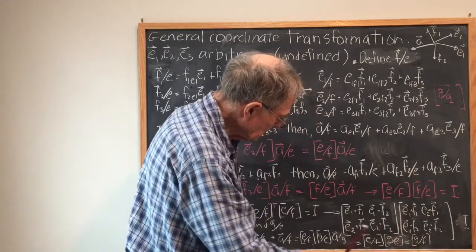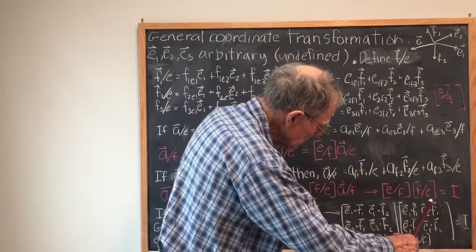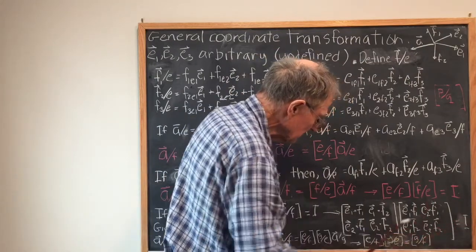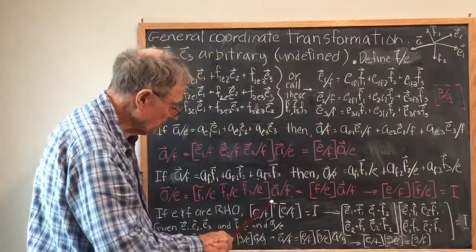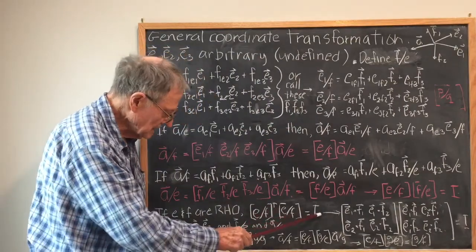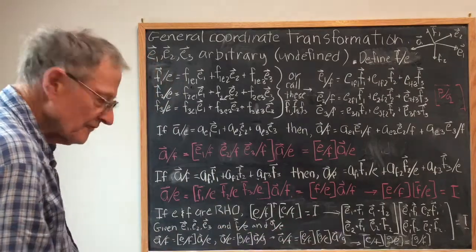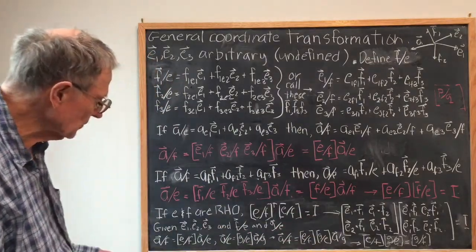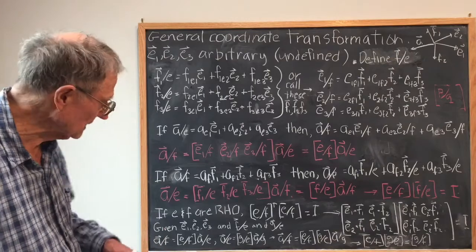E2.E1 is 0, and E2.E2 is 1. So you get that indeed E_F transpose times E_F is equal to I. Finally, if you have more coordinate systems, this is general again.